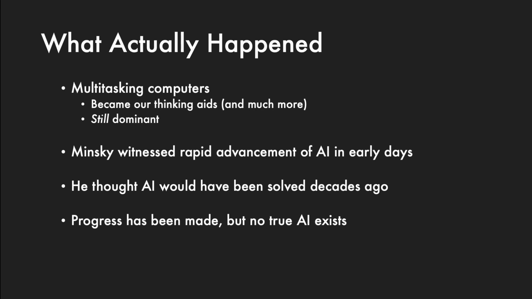During Minsky's time, at the beginnings of AI, there was a lot of low-hanging fruit. So within a few years, they had computers proving theorems and playing chess and recognizing handwriting. So he thought that that kind of rapid progress would continue, and that AI would have been solved decades ago. So he was incorrect about that. Progress has been made, but we still don't have a true AI.